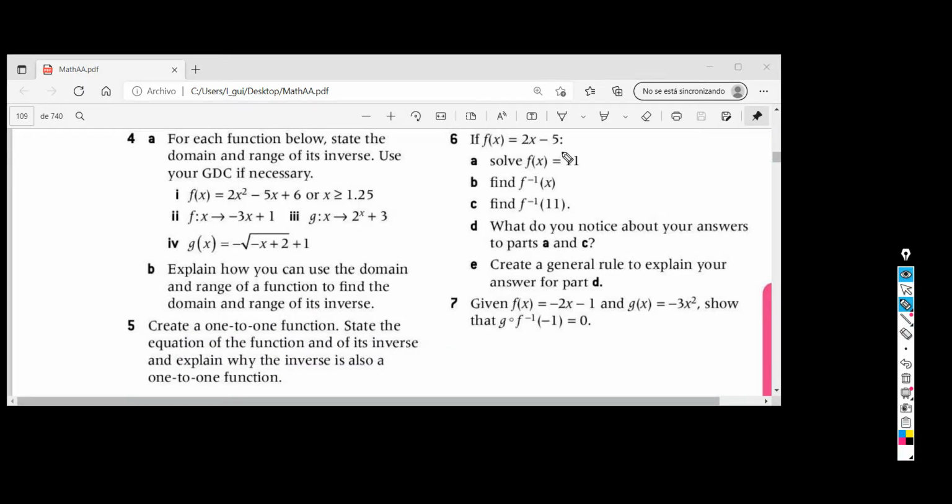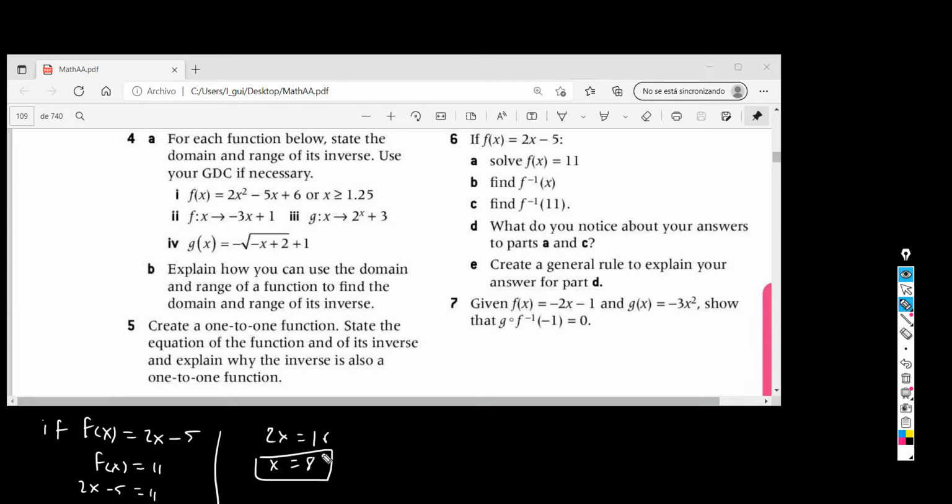F of x equals 2x minus 5. Solve this. Well, that's quite simple, right? If f of x is this much, then solve this. Then all you have to do is this. And solving, x is going to be 8. That's it. So f of 8 is going to be 11. That's letter A.